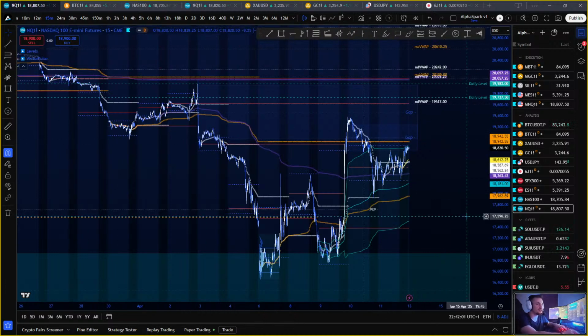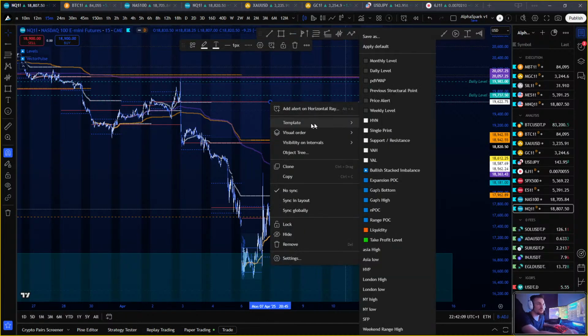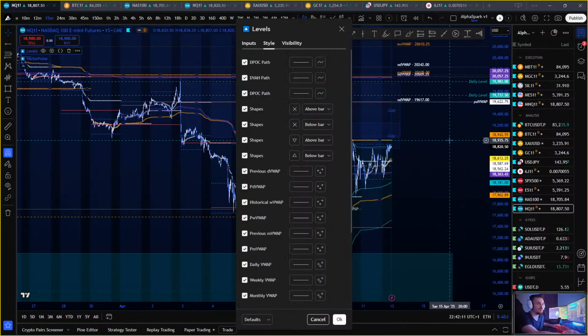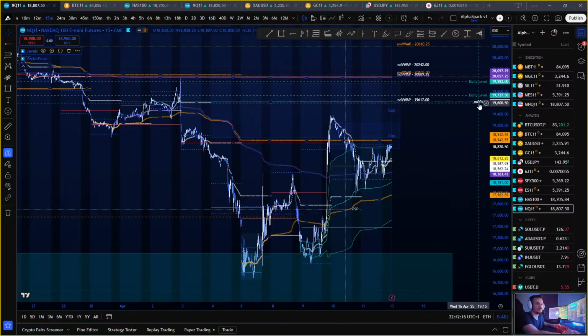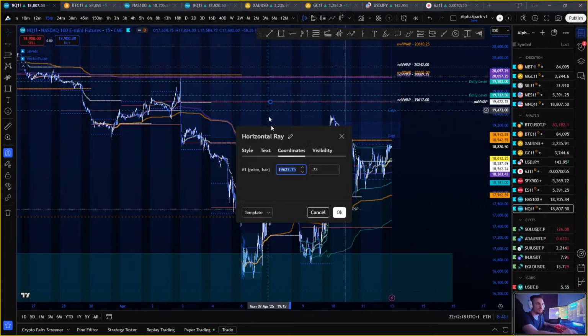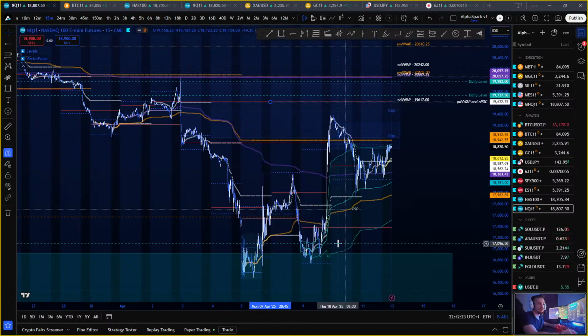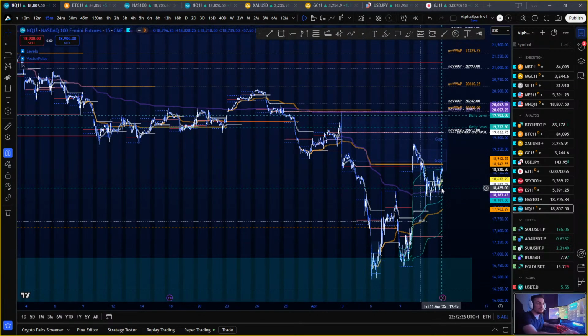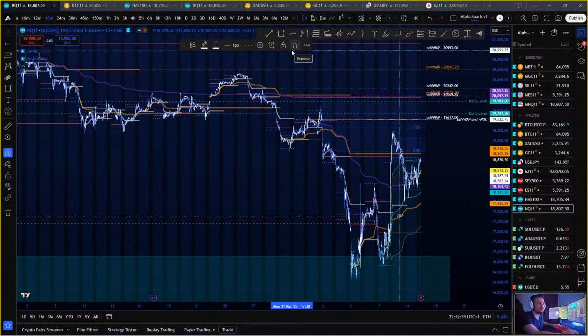Check it out, levels, reaction points, previous day VWAP and POC at 19,670. And after that, I would only be looking at 20k, almost 21k. This one.